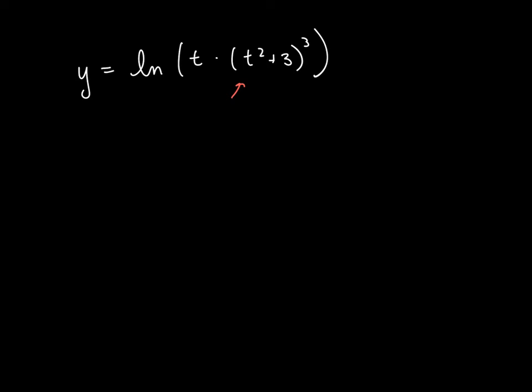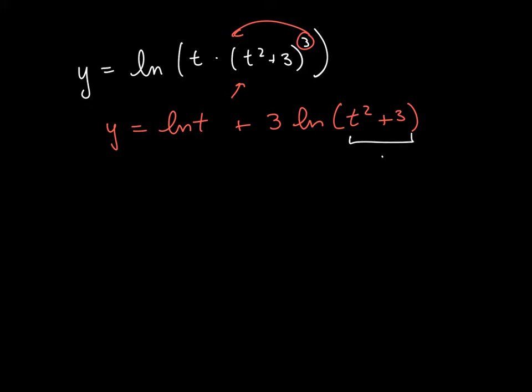You just want to go ahead and break that apart and separate it, so that will give you y is equal to the natural log of t plus the 3 comes in front of the log piece, so it would be 3 times the natural log of t squared plus 3. Now I wanted to make sure I picked this one because inside here you cannot separate this.